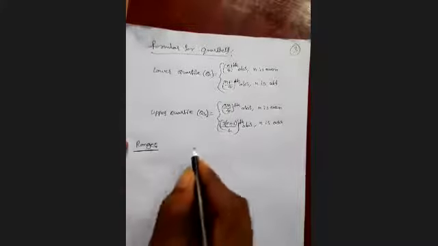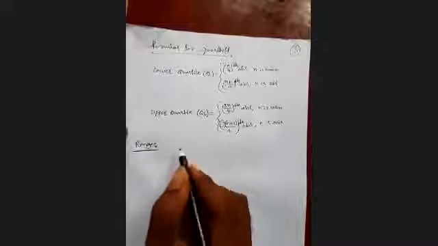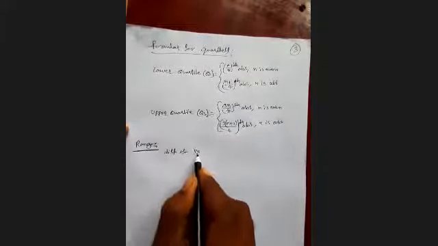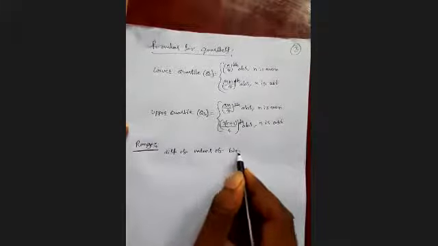Now one more, we have range. So range means what? Big minus small is nothing but the range. So here, the difference of the values of the biggest and smallest observations is called range.